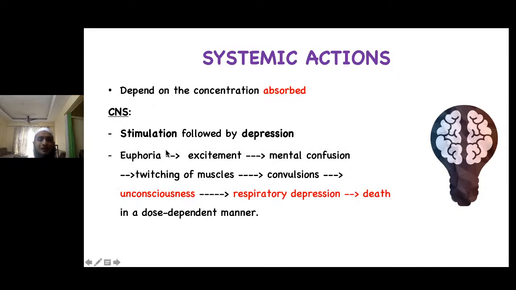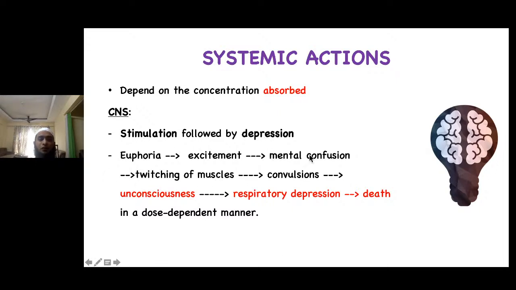At a low dose, since it produces stimulation of the central nervous system, you see symptoms like euphoria, that is, a feeling of great happiness. You can also see excitement and mental confusion. These first symptoms are the symptoms at the low dose due to stimulation of the CNS, whereas at a high dose, as you further increase the systemic dose of the local anesthetic, it may cause unconsciousness, it produces respiratory depression, and it may also lead to death of the patient. Okay, so depending upon the dose, the local anesthetic produces stimulation followed by depression.